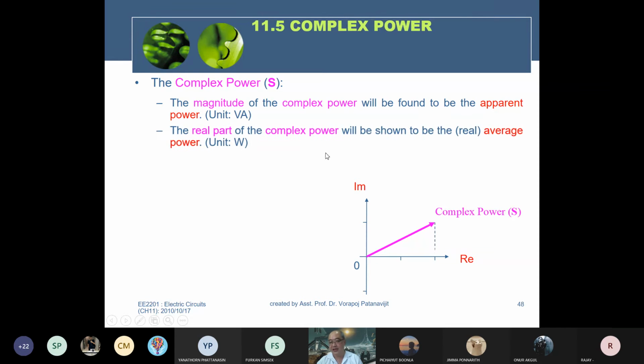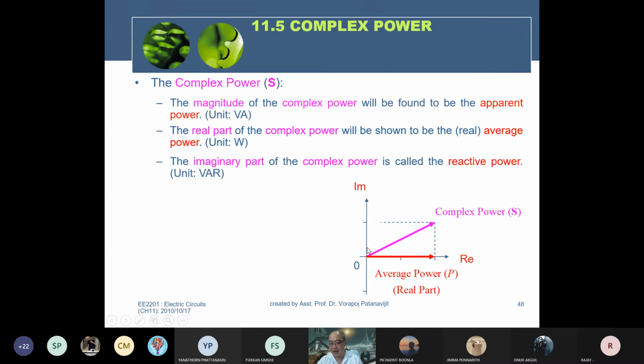The real part of this complex power is called the average power. The unit of the average power is watt. Another definition is the imaginary part of this complex power. We call it the reactive power, or VAR, volt-amp reactive.